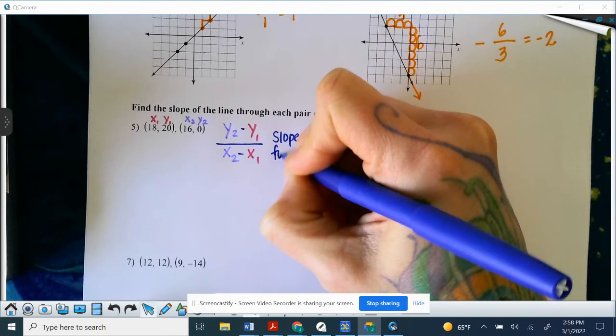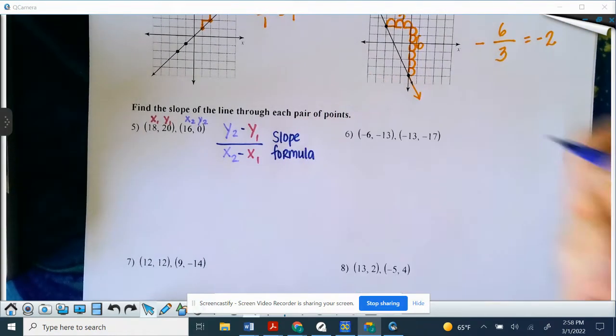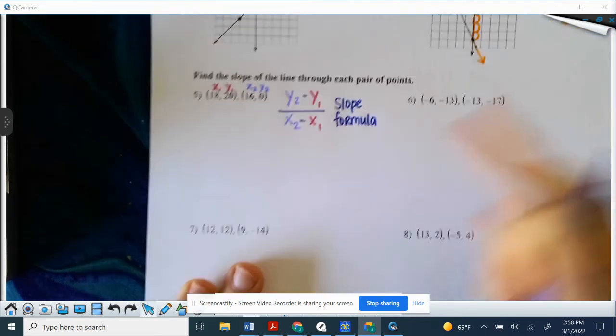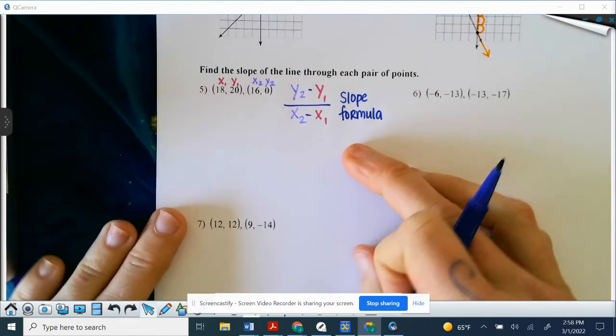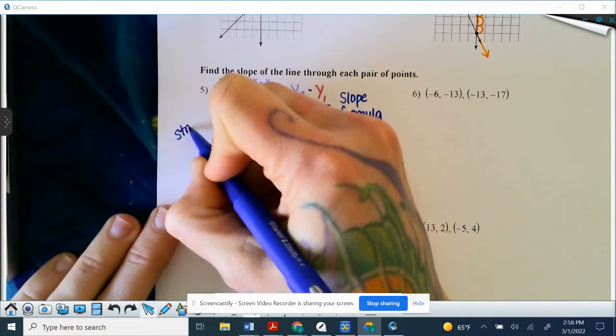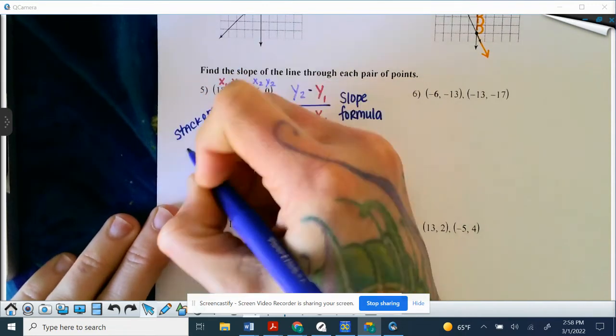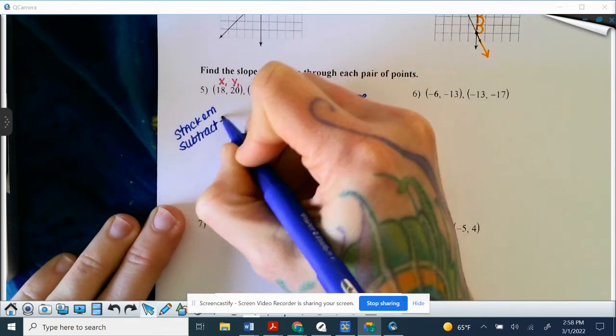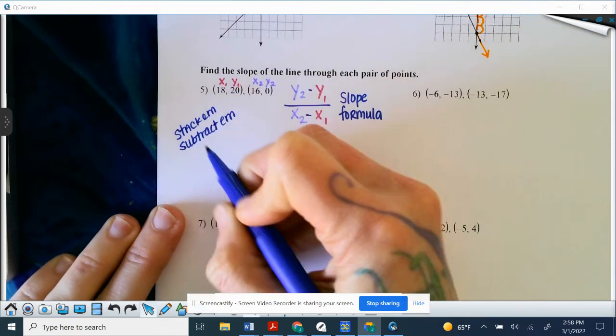In your videos, I believe it was yesterday, I like to stack them, subtract them, y's on top, because it keeps it organized for me. And as I've said, organization is a huge player in getting these right. So stack them, subtract them, y on top.